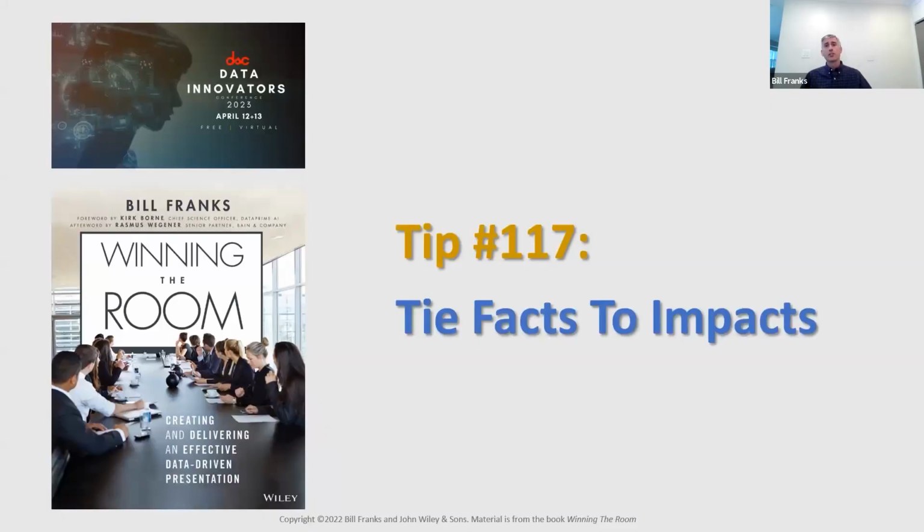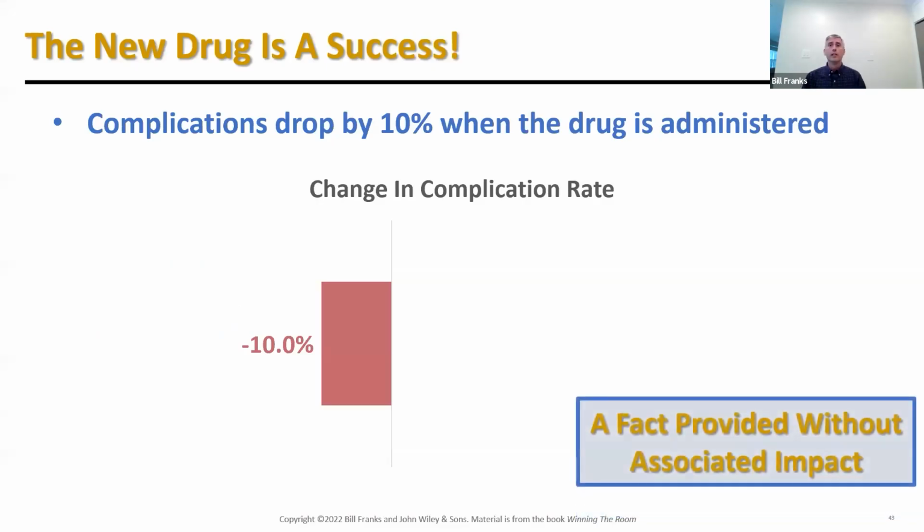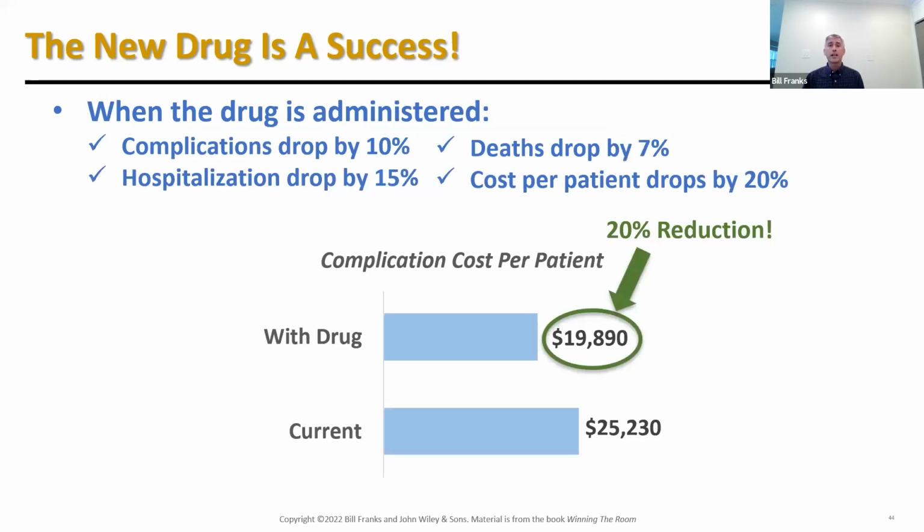Two last thoughts. You always want to tie any facts you present to the end impacts that will drive action. So here's one, obviously this is important, a 10% change in complication rate. But what does that mean? If you don't tie this to the dollars or the efficiencies or some other metric that's going to be judged by the audience, then you risk that A, they either don't do it, or B, maybe they do it and they do it wrong.